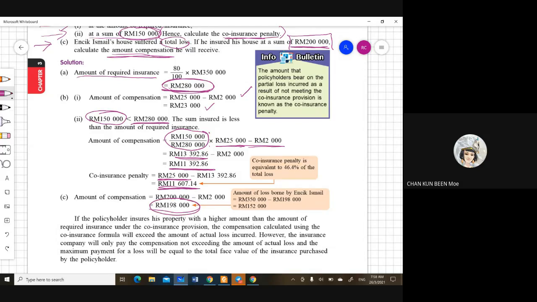What if he insured his house at the value of 280,000? He has a total loss. How much will he get? Any idea, class? My question, you listen one more time. What if he insured his house at a sum of 280,000 instead of 200,000? For example, if you think that your house is a bungalow, it's very worthwhile, you want to pay higher for the insurance, so you make a sum of insurance of 280,000. So after the fire, your house burned down, everything, how much is the amount of compensation that you will get? Follow the same situation for Encik Ismail.